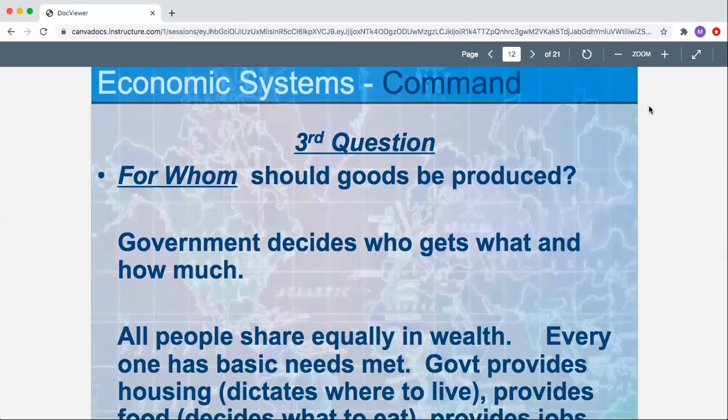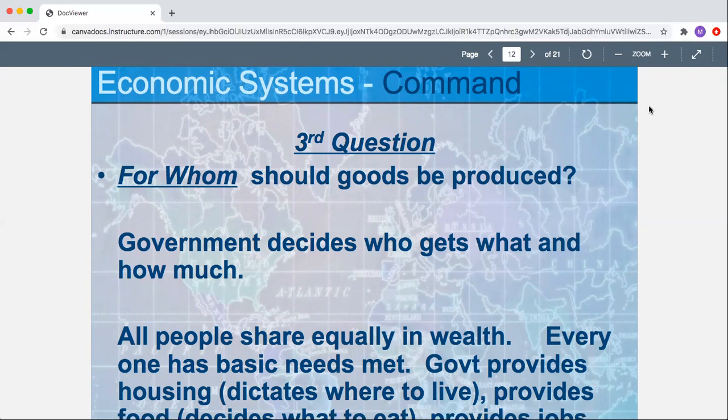So the third question for the command economy is, for whom should goods be produced? So who are these goods going to be made for? And the government decides who gets what and how much. So think of command as like a commandment. They are telling you what is going to happen. They're telling you what to do. The government gets to decide who gets what and how much of it they get.